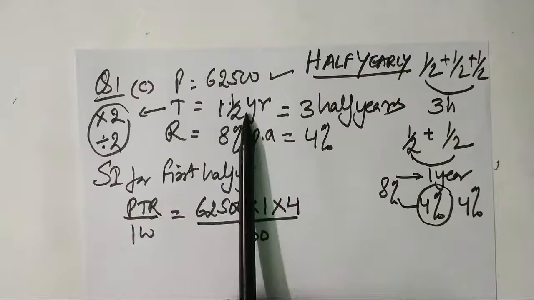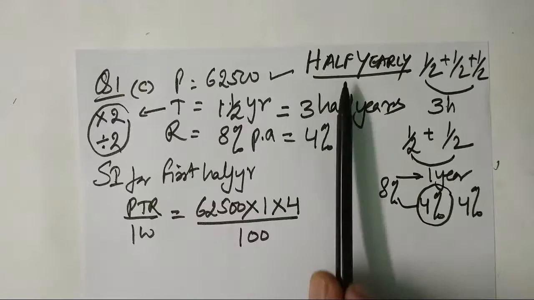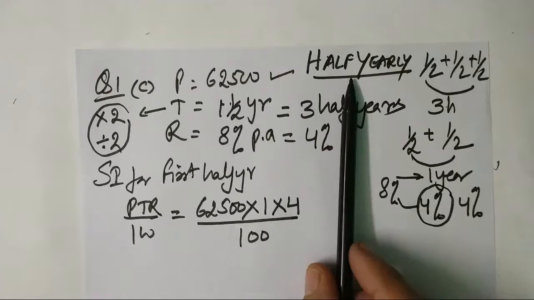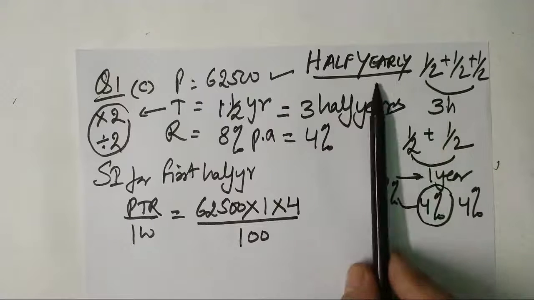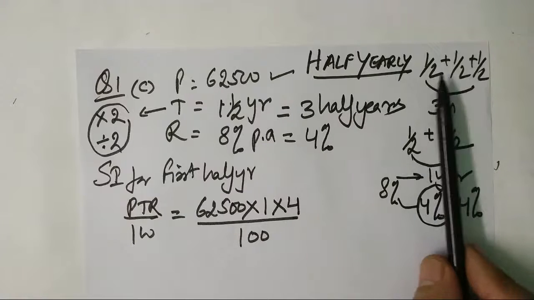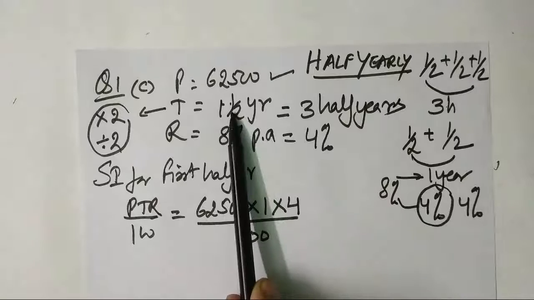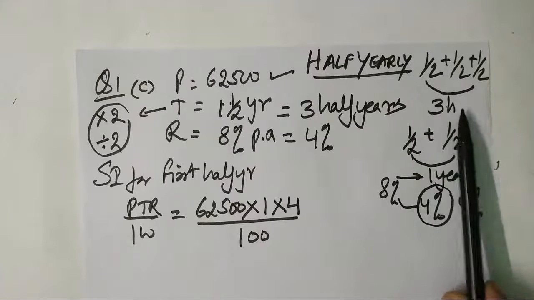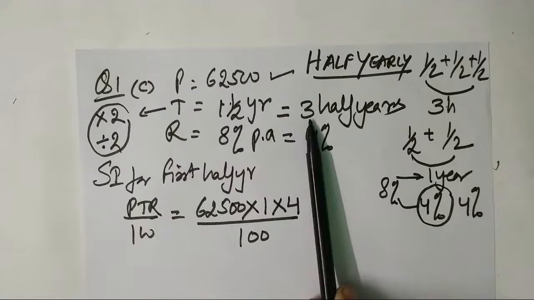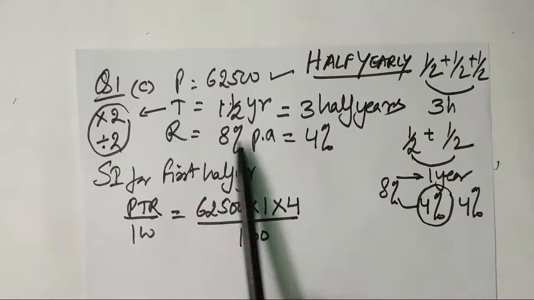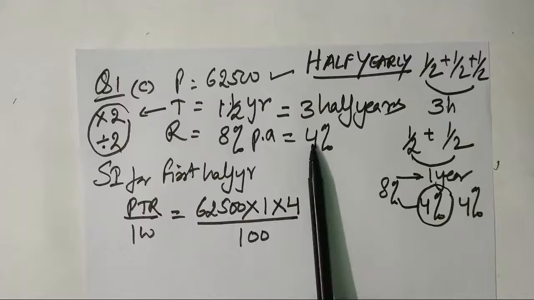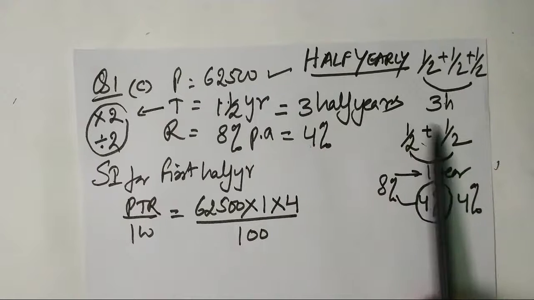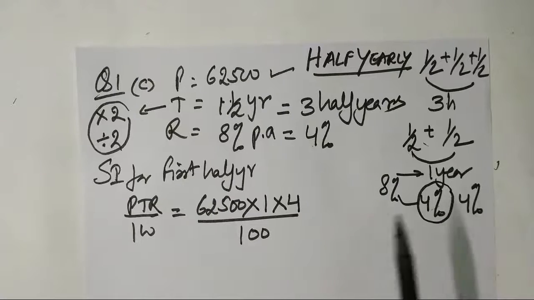Because 1.5 year means half yearly rate of interest means the interest is given after every 6 months. So in 1 year, how many 6 months are there? 2 6 months. And there is 1.5, so 6 months plus 6 months plus 6 months will become 3 half years. Therefore 3 will be used, and rate is 8% for full year. So for 1 year you will get 2 times rate. You can watch this explanation again and understand.